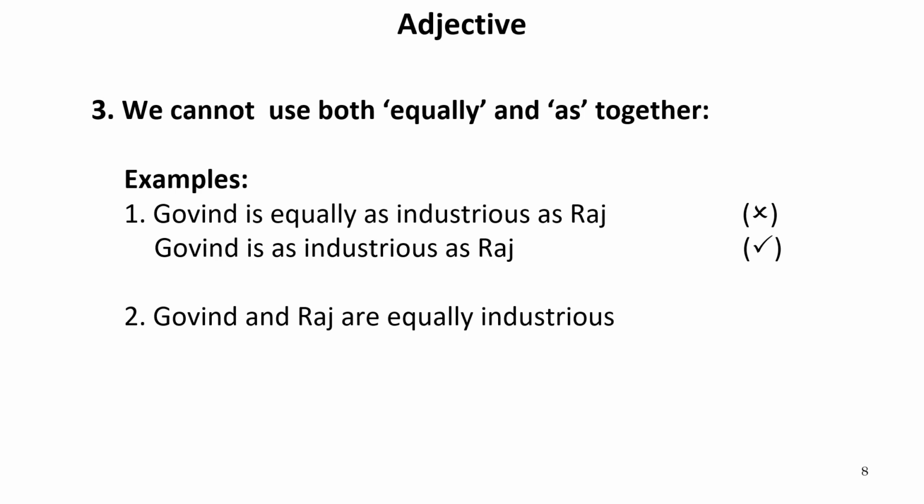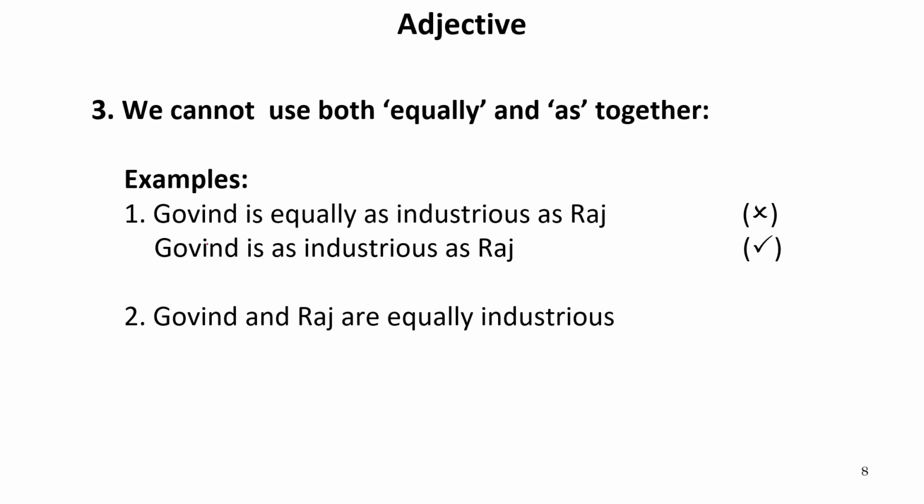We cannot use both "equally" and "as" together, because both of these two words depict the same meaning. How? Equally means at equal level, and "as" we use when we compare two things or two persons at equal level. So we cannot use both of these words together because they both depict the same meaning.